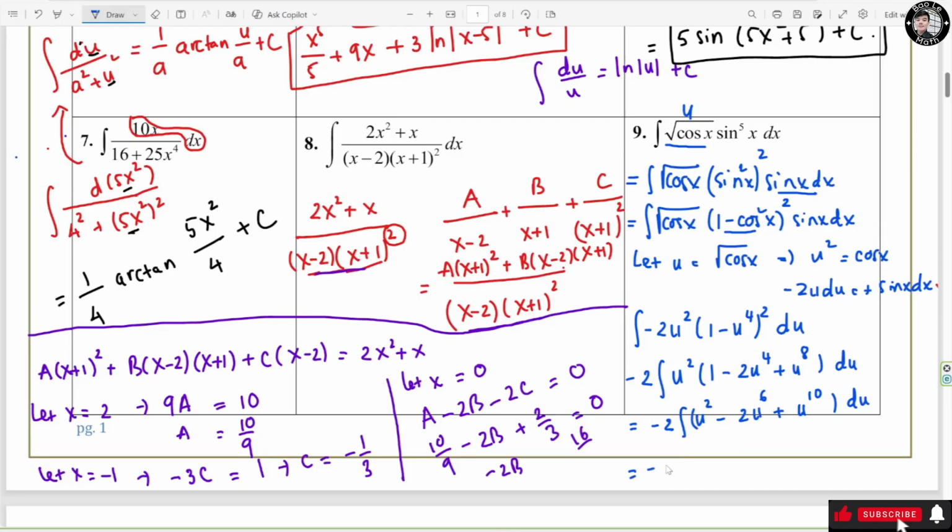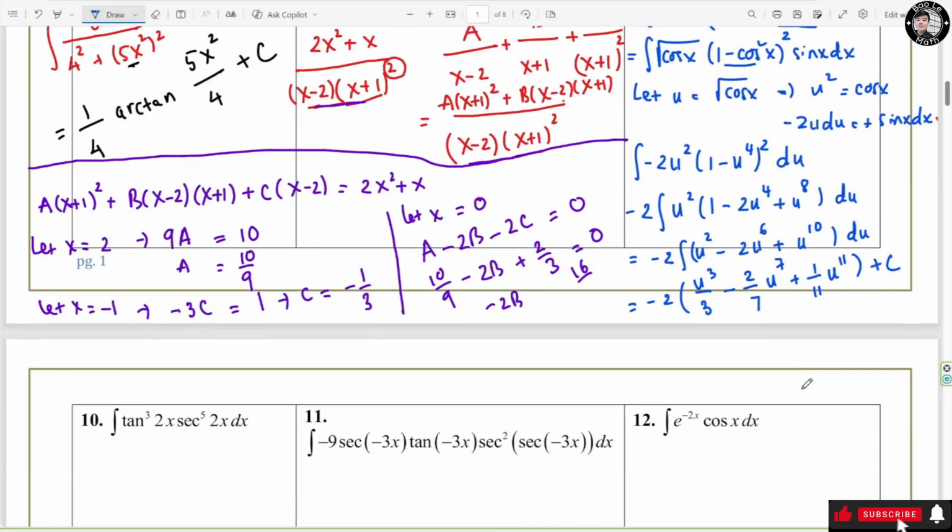Now take the antiderivative of this one, so I have negative 2 times u cubed over 3 minus 2 over 7 u to the 7, plus 1 over 11 u to the 11 plus c. Now I substitute square root cosine for u. So finally I have the answer. It's going to be negative 2 times 1/3 square root cosine s altogether cubed, minus 2 over 7 square root cosine s altogether to the 7, plus 1 over 11 square root cosine s to the 11, and then plus c.